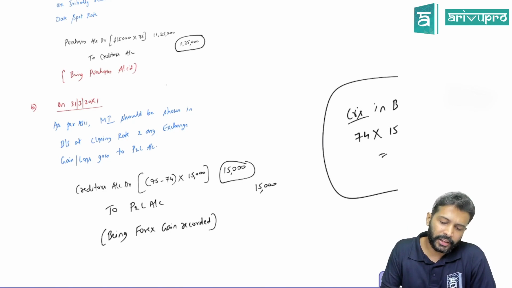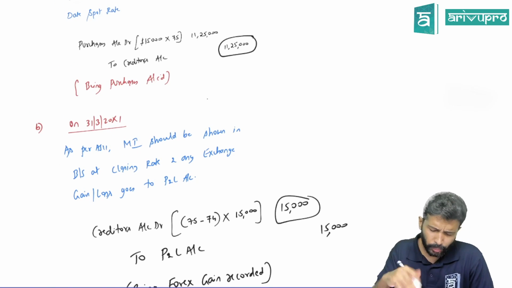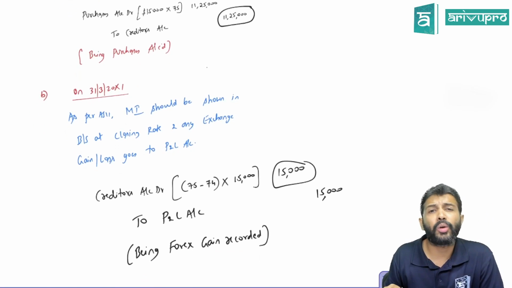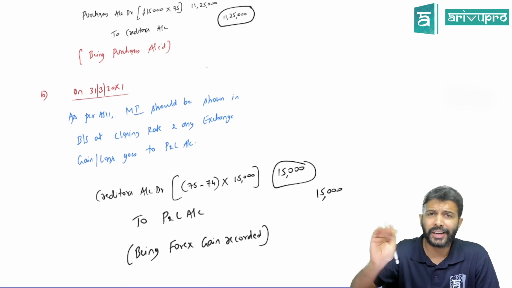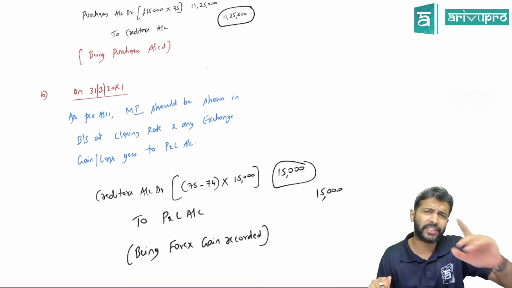Sir, if it is 76, then it will be loss. Then you will pass the reverse entry. Correct. Creditors account will get then credited. The journal entry will be P&L to creditor. That is the example that I took.